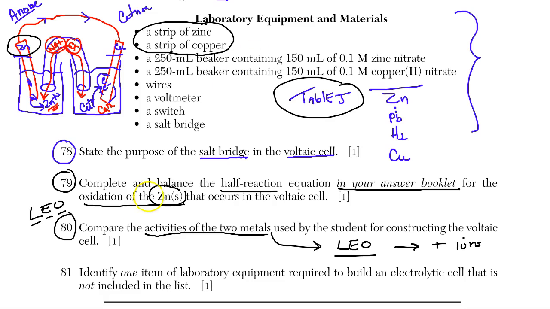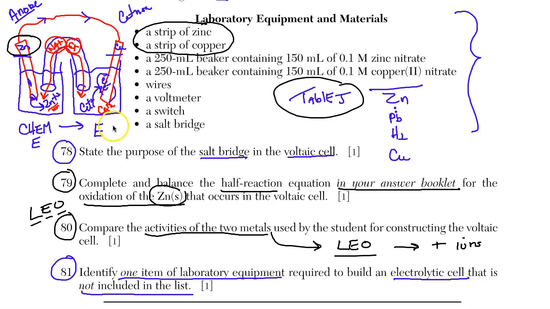Number 81. Identify one item of the laboratory equipment required to build an electrolytic cell. That's different. So identify one item that is not included in the list. An electrolytic cell is totally different from a voltaic cell. A voltaic cell is a battery, meaning chemicals are set up in such a way that a spontaneous reaction occurs that produces electricity. From chemical energy, we make electrical energy.